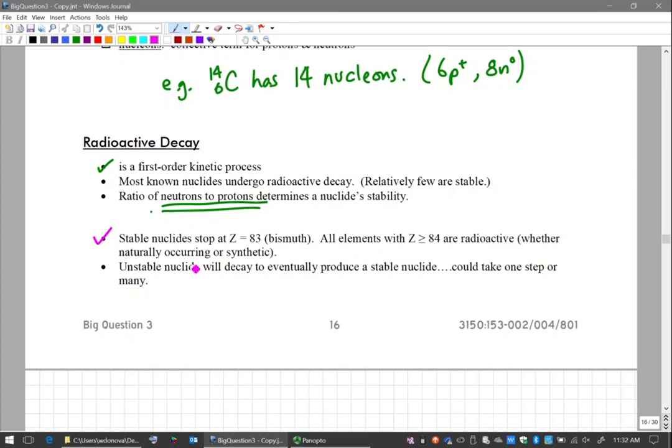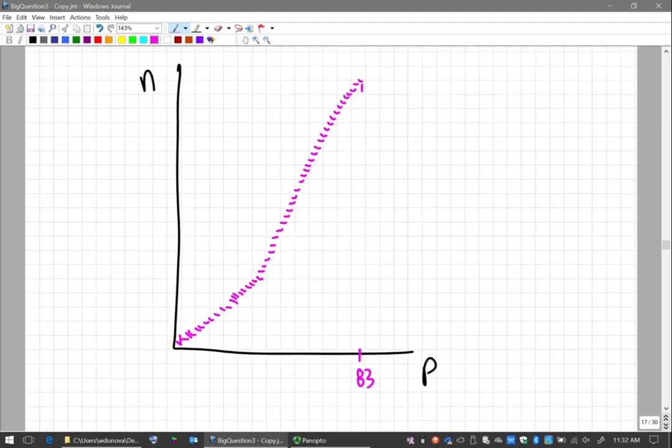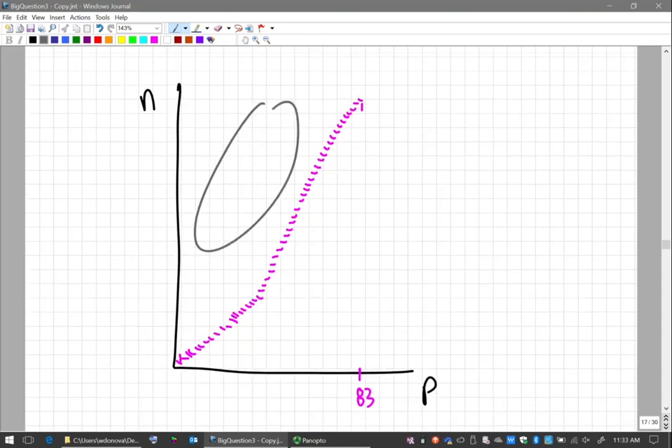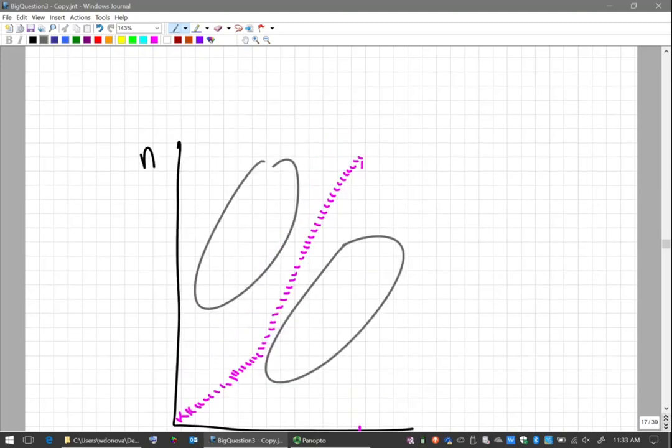Now, unstable nuclides will decay to produce stable nuclides. And there are sort of 3 different places a nuclide could be, right? A nuclide could be up here above this band of stable nuclides. If the stable nuclides are found in that band or belt or region or whatever term you like, an unstable nuclide could be above, or it could be below, or it could be beyond, right? It could be out here beyond the band of stability.